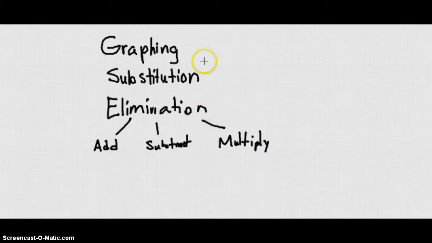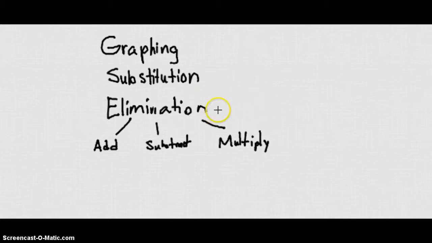So the best time to use graphing is usually when you're trying to just quickly graph something and estimate it. It's not going to be the best way to give you an exact solution. As far as substitution, if one of the variables is simply by itself, such as just x or y, meaning it has a coefficient of 1 or -1, and it's easy to solve for one variable, that's when you're going to want to use substitution.